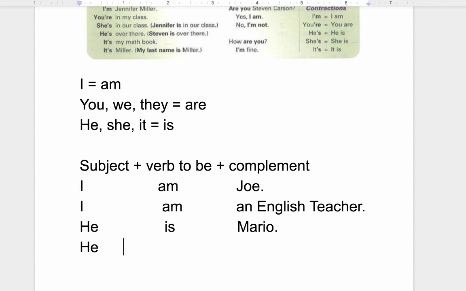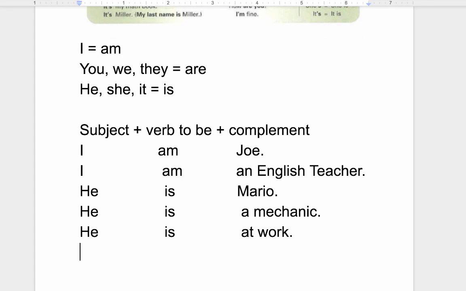He. And we're going to say he is a mechanic. He is at work. Let me go ahead and give an example with the pronoun they. And they are my coworkers.